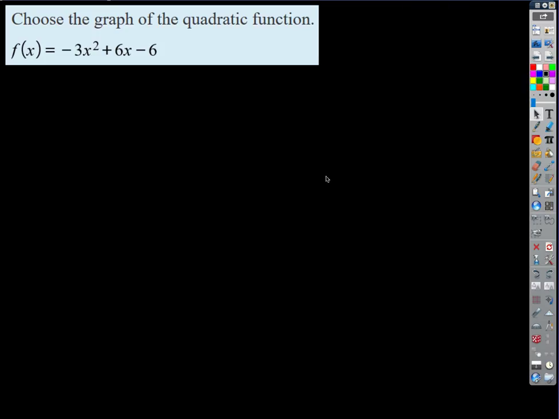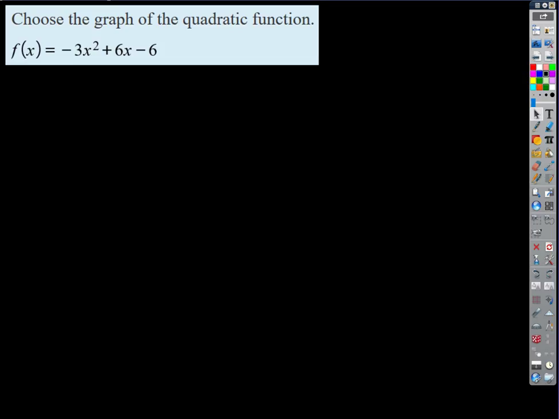How about something like this? We're going to choose the graph of this function, right? So this really doesn't change things very much. The only inconvenient thing here is that we're starting off in standard form, right? But what do we do if we start off in standard form? We just need to put it into vertex form, and then we're set, right?